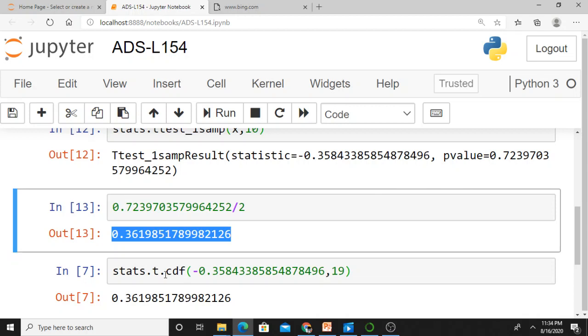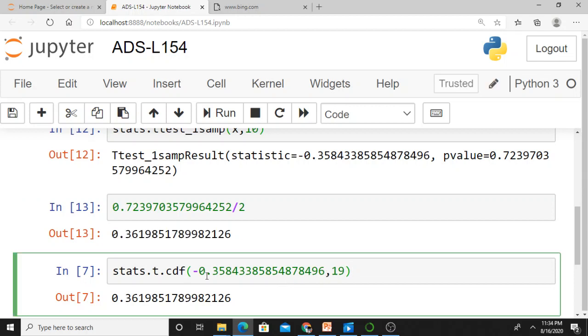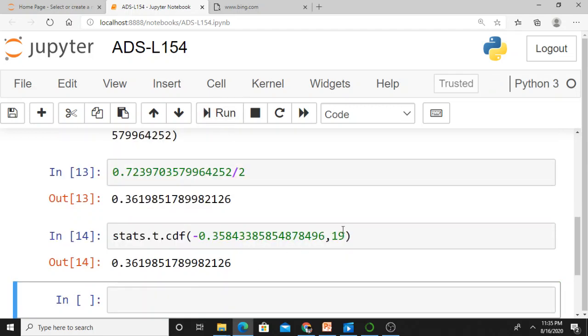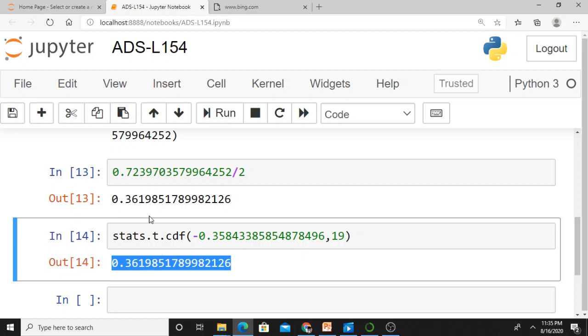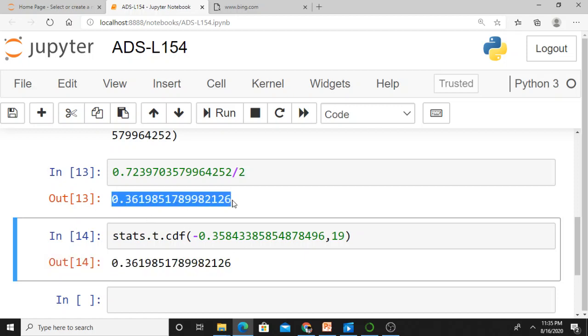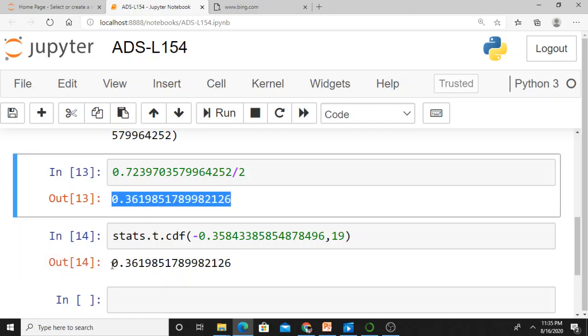As I told you, in Python you can find the p value from the t value. How can I get it? This is my t value, minus 0.35, at 19, that is 20 minus 1, n minus 1 degrees of freedom. I am getting the p value, isn't it? 0.3618. This is the p value. It means I can calculate the p value from the t value also.